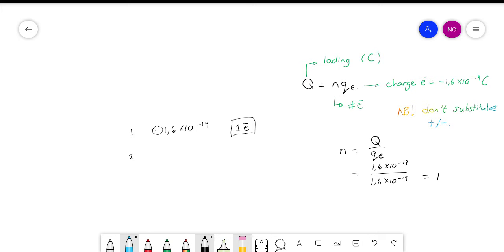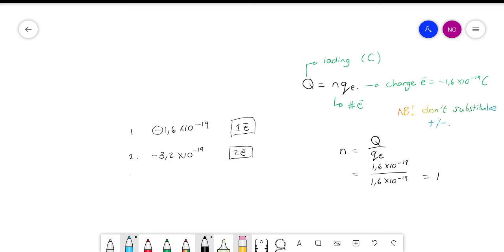Now for the second one, let's carry on. Negative 3,2 times 10 to the power of minus 19. If you substitute it in there, do you agree that you got 2 electrons? Hoe kry ek dit? Ek gaan sê daai minus 3,2 maal 10 tot die mag min 19 op 1,6 maal 10 tot die mag min 19. Jy doen dit albei sonder die teken.